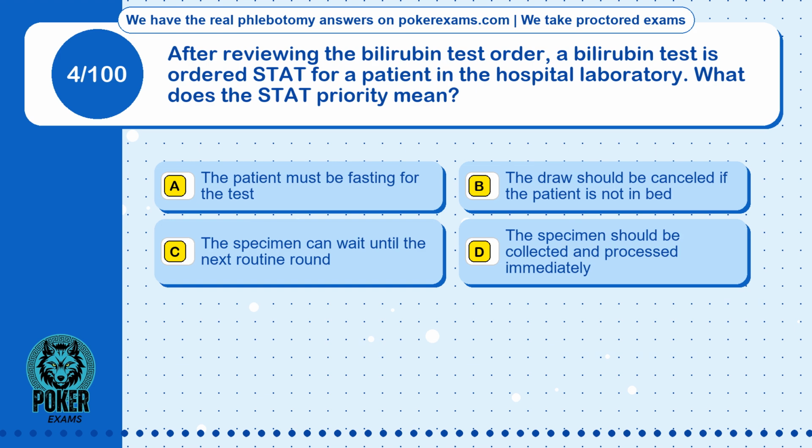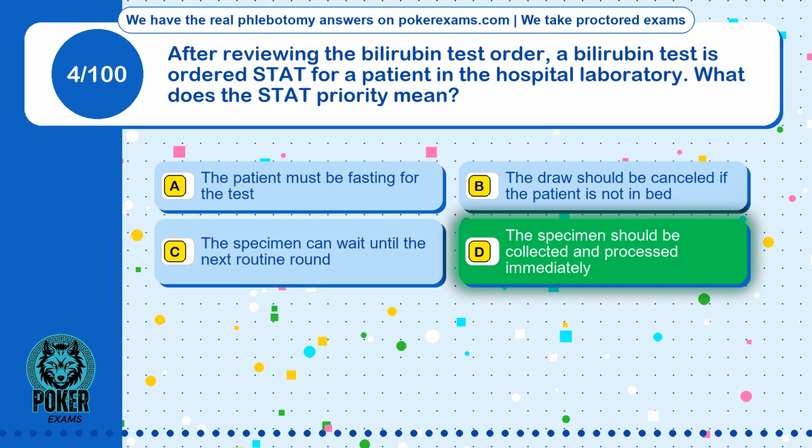Question 4. After reviewing the bilirubin test order, a bilirubin test is ordered stat for a patient in the hospital laboratory. What does the stat priority mean? Option A. The patient must be fasting for the test. Option B. The draw should be cancelled if the patient is not in bed. Option C. The specimen can wait until the next routine round. Option D. The specimen should be collected and processed immediately.